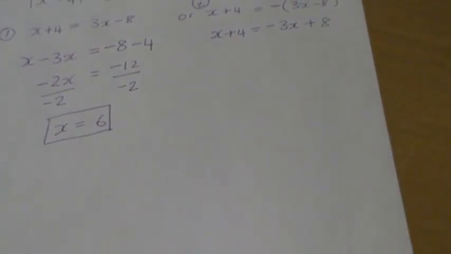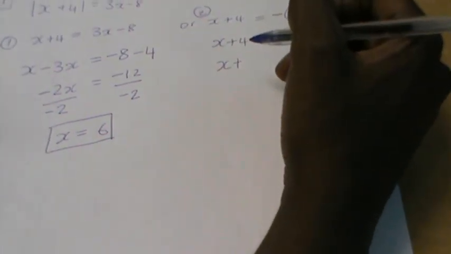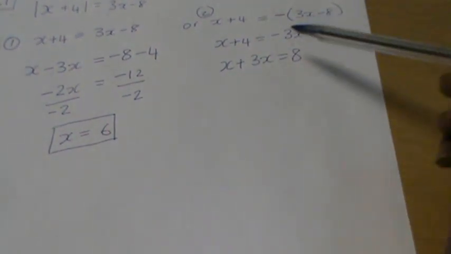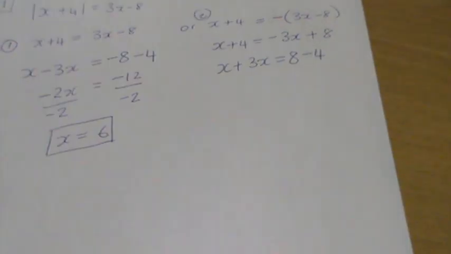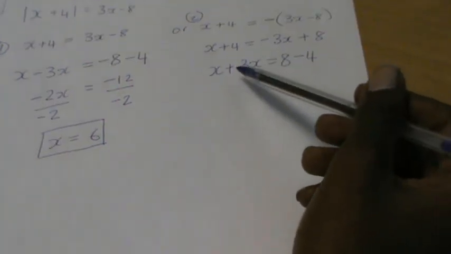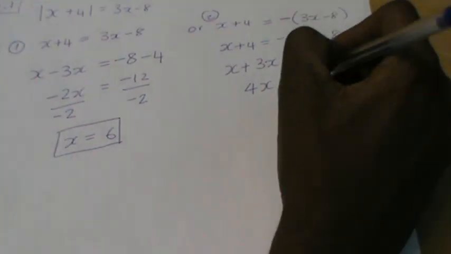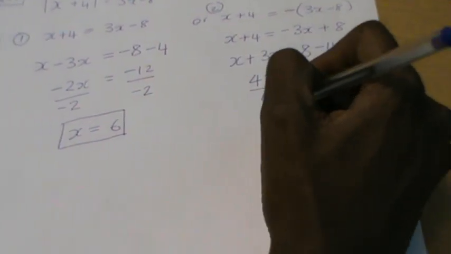So again, everything with x on one side, everything without x on the other side. So this minus 3x, I'll bring it to the other side. That's why it will become positive 3x. And then this 8 stayed that side. And then I have this positive 4 went on the other side. It becomes negative. Okay, so I can combine these two, x plus 3x, this is 4x, and then 8 minus 4, this is just 4, then I divide by 4, divide by 4, I get x is equal to 1.